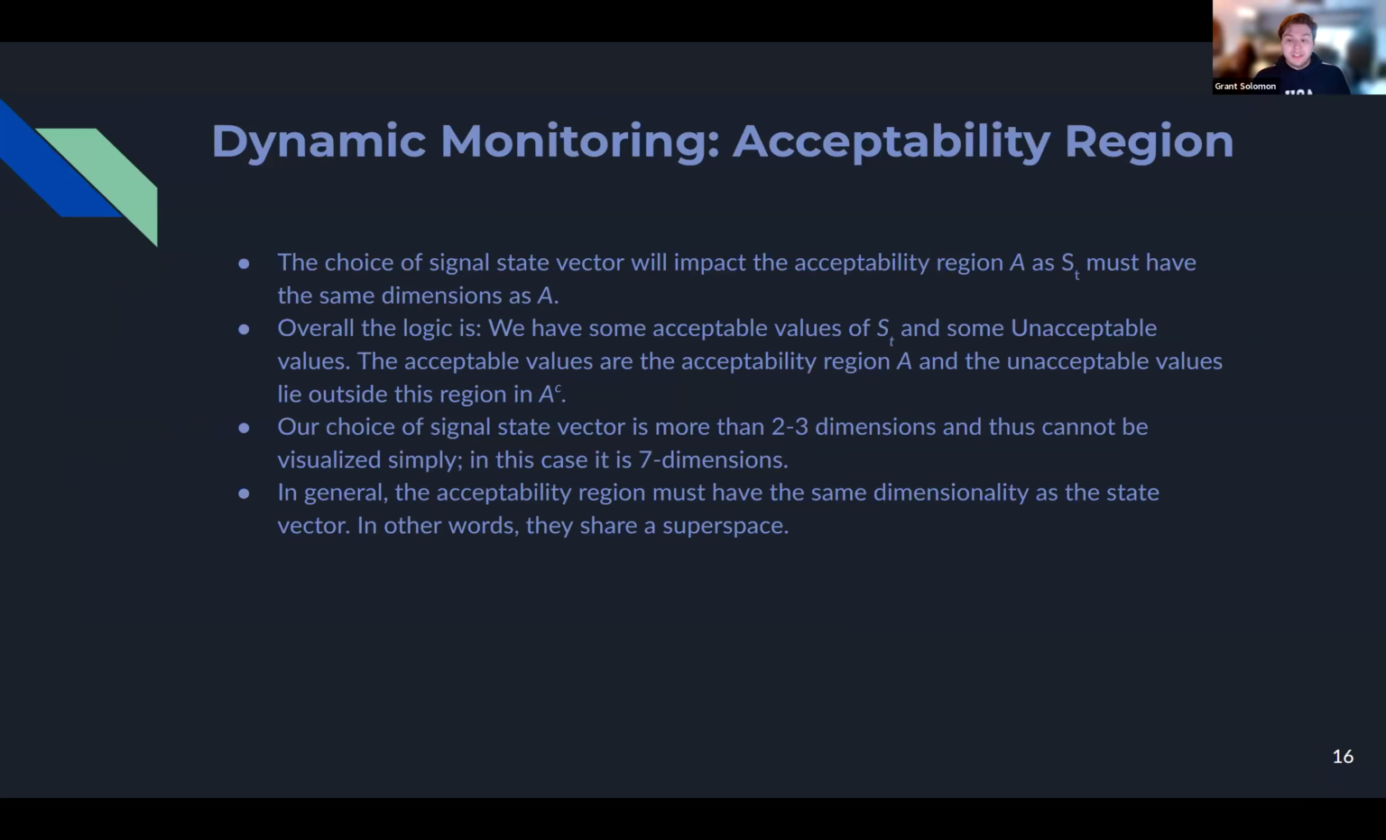Next slide. This introduces the idea of the acceptable operating region. The system continuously evaluates whether that state vector, S sub t, is within the acceptability bounds. If it is, then we're good. If it penetrates that boundary, then we need to induce a governance response.